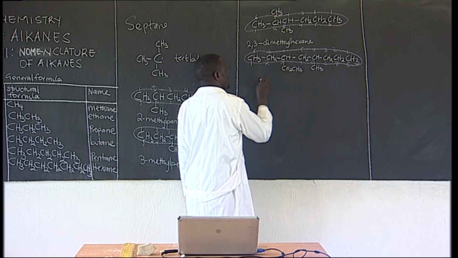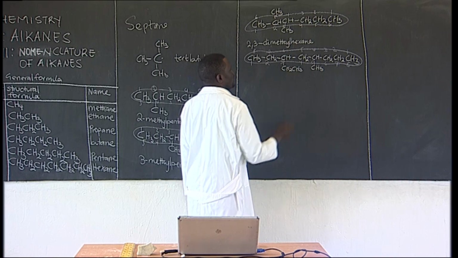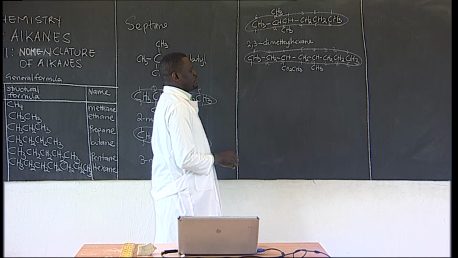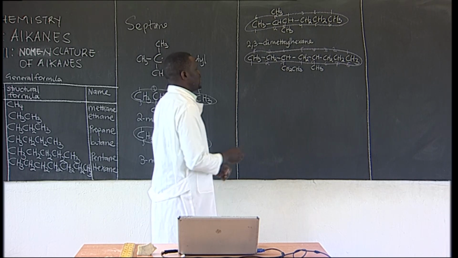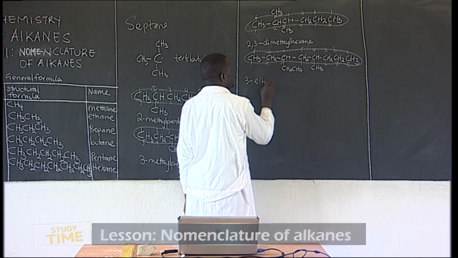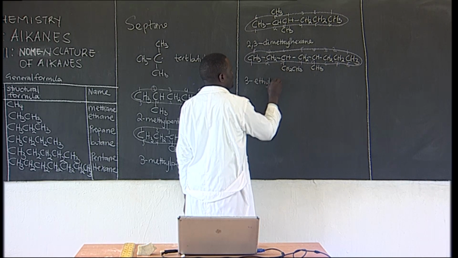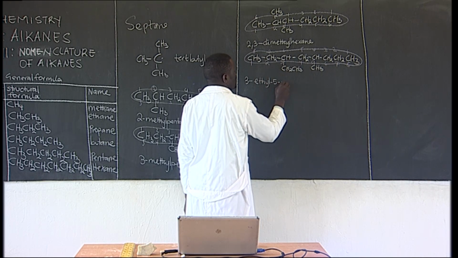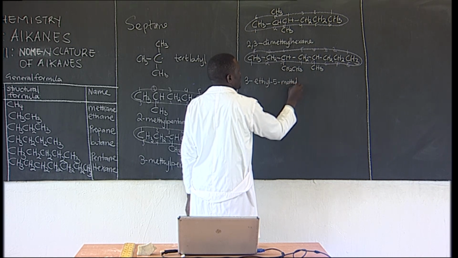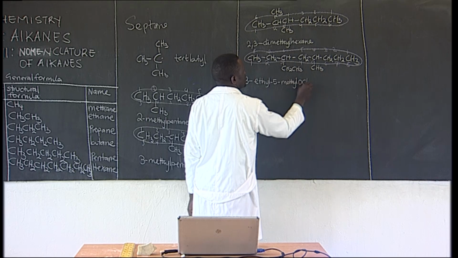So we have ethyl and methyl, which one is first in alphabetical order? In alphabetical order, we begin with E. So we shall say 3-ethyl, then 5-methyl. So you separate using those hyphens. Then octane.